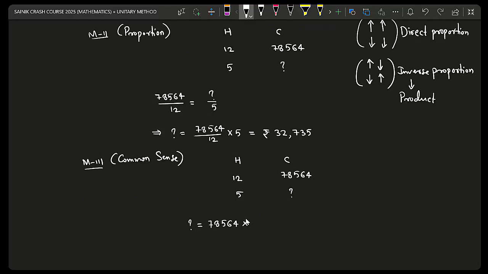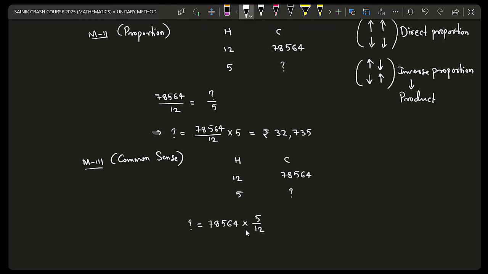Less. Less. So if you are expecting a less answer, we will be writing less by more, or more by less. Less by more. That's why we are going to write 5 by 12. So no need to check whether it is direct proportion or inverse proportion. If you just apply this method, this is a shortcut, as I can say.